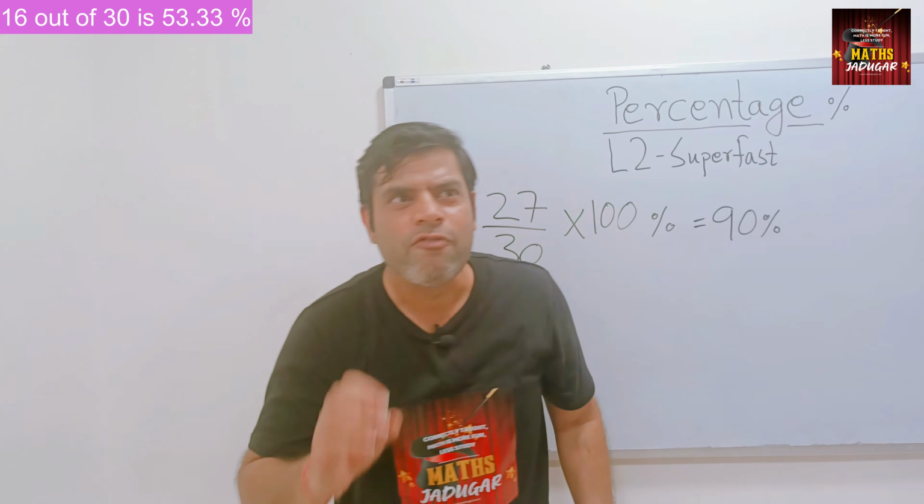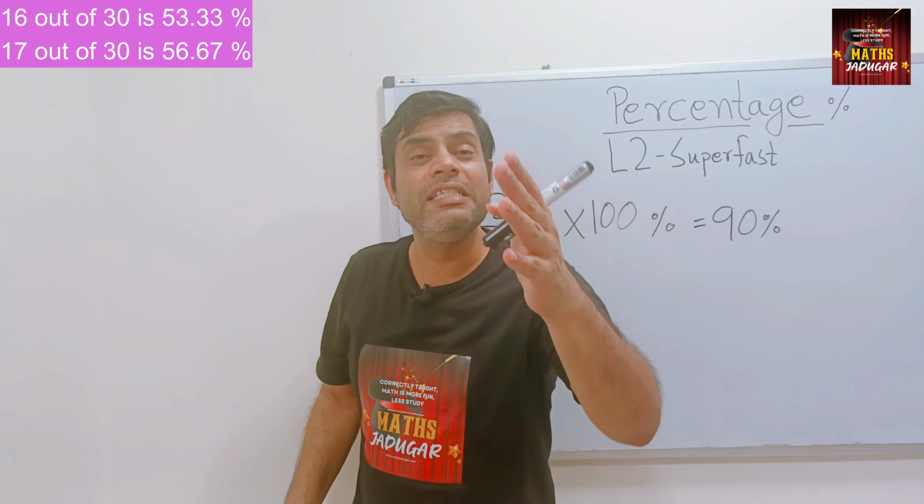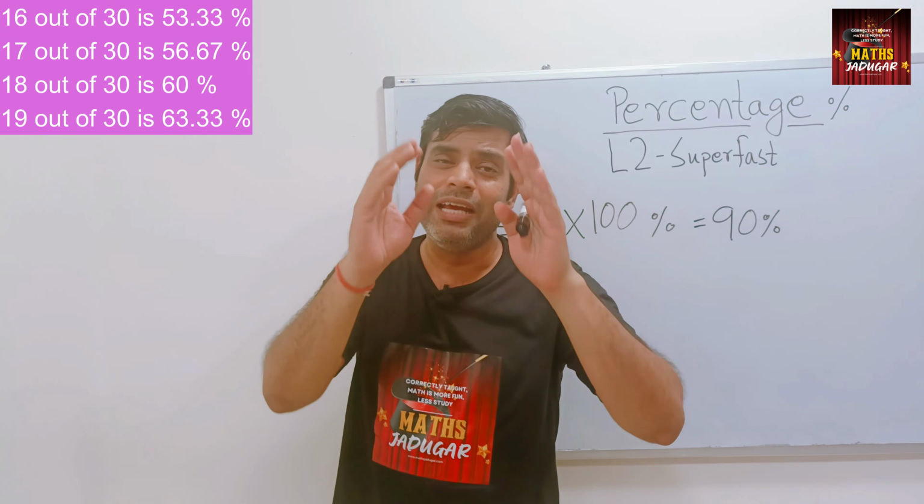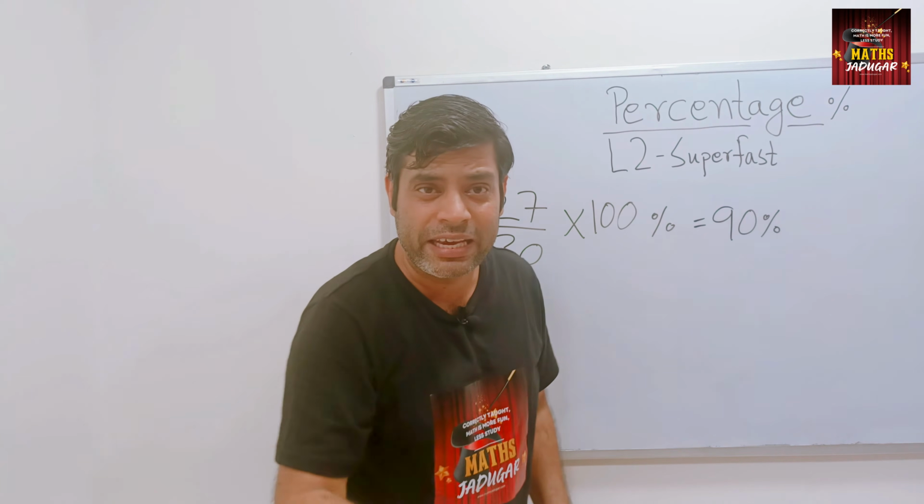Are you happy? Still no? Okay, 16 is 53.33%, 17 is 56.67%, and 18 is 60%, and 19 is 63.33%, and 20 is 66.67%. I hope now you believe me. I can calculate this fast. Let's directly jump to 27, 90%, 28 is 93.33%, 29 is 96.67%. I hope you would have seen the pattern here. Just 3 important figures are making this pattern.